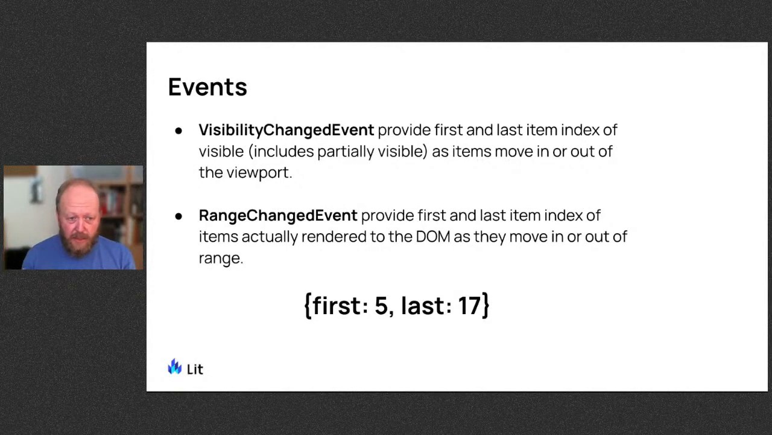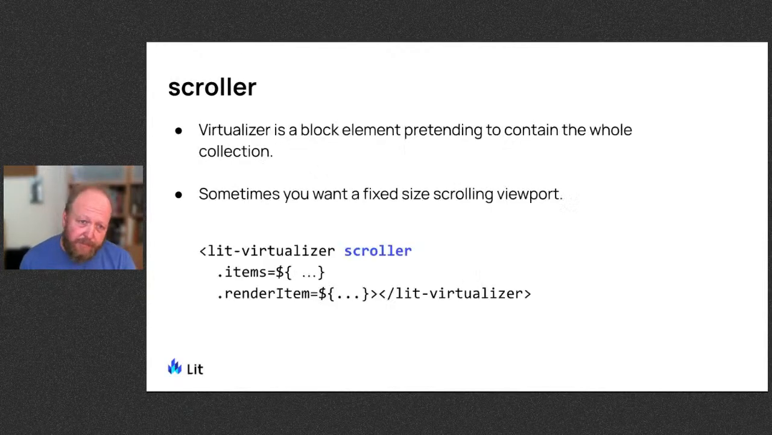And these events just give you the first and last item index that are now in those various ranges that you care about. And then once you know those, it's very easy to add logic to do things like go ahead and request the new items for the infinite scroll, or request additional data for your items to display.